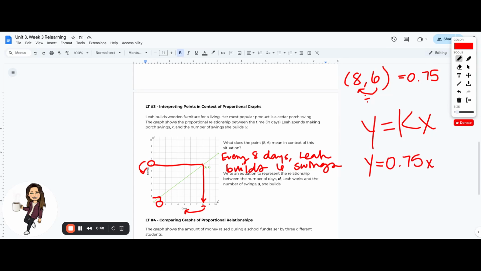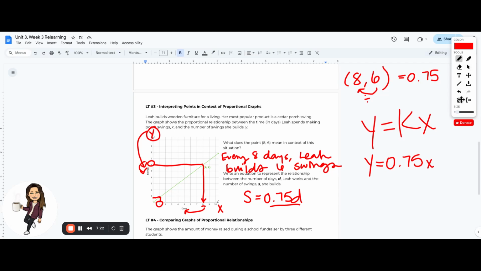So our Y-axis is up here, our X-axis is down here. So when we're trying to replace Y, that's talking about swings. So it would be swings equals 0.75, and then the X is talking about days. So the number of swings she makes is 0.75 times the number of days she is building, because that's the constant of proportionality. For every 1 day, she can build 0.75 swings.